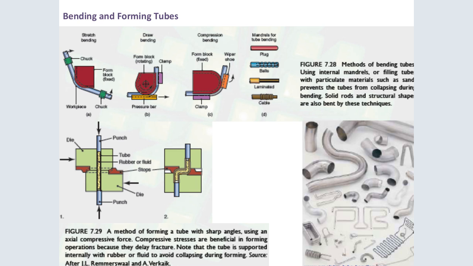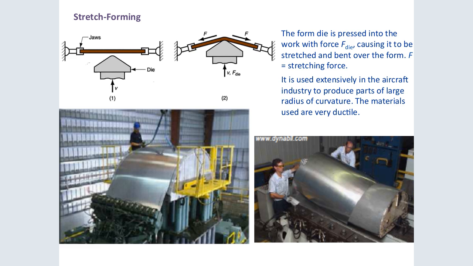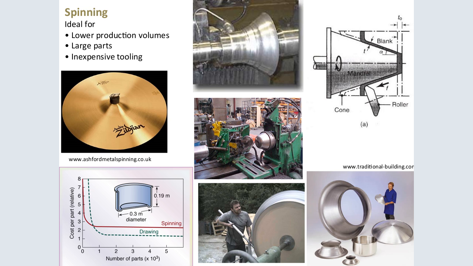The bending and forming of tubes. Those are the different tubes. The stretch forming, you can see, is when the sheet is stretched on the outer part, the die facing the outer part, meaning a substance is stretched to produce a certain shape. You can now see spinning is there. Spinning is ideal for lower production volume, large parts, and inexpensive tooling. You can see that.